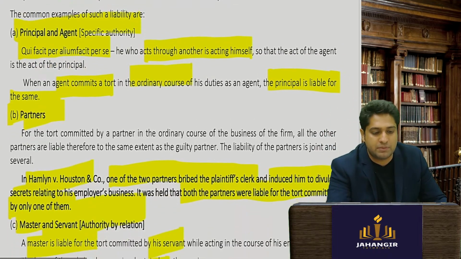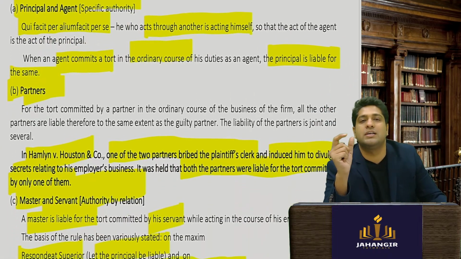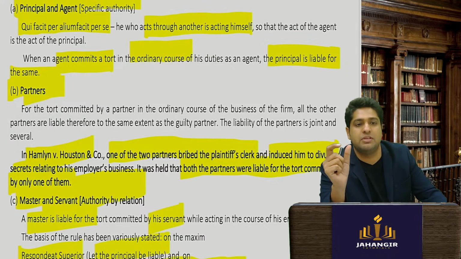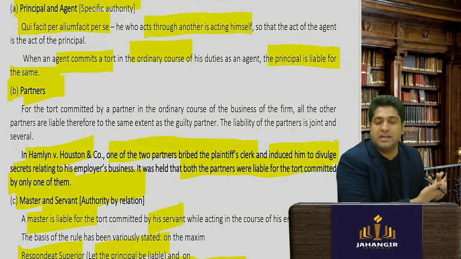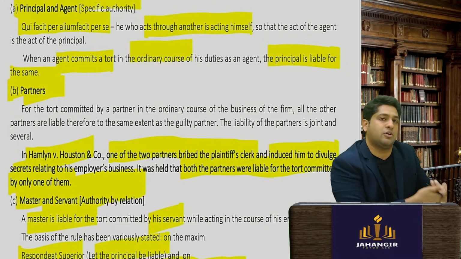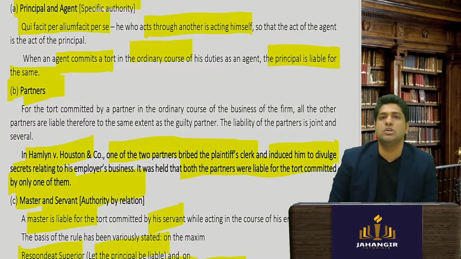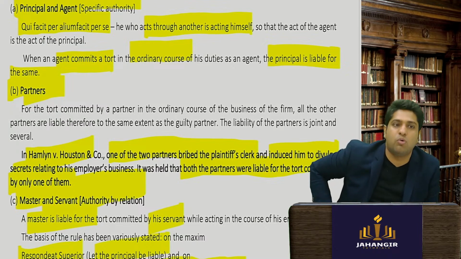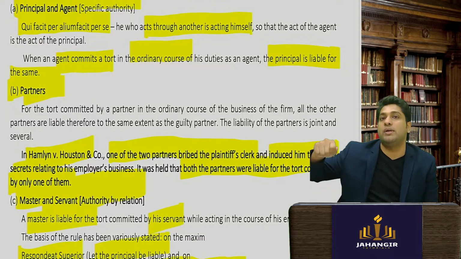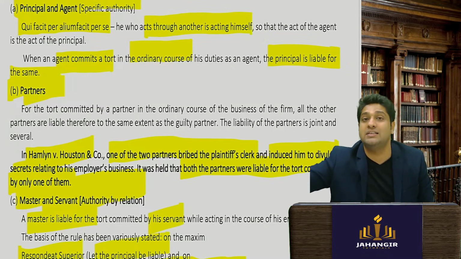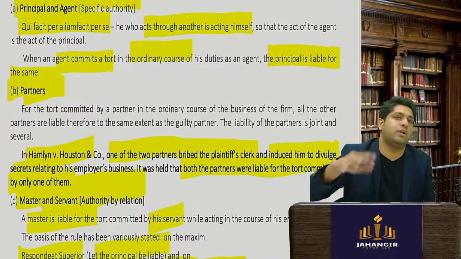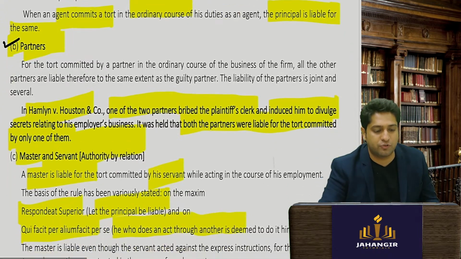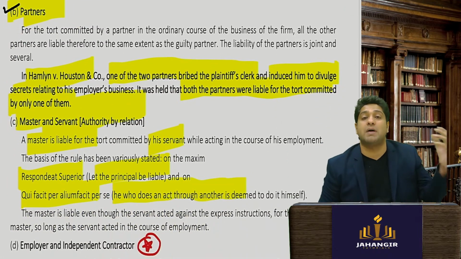For example, principal and agent, also called qui facit per alium facit per se, means what? If an act is being done through another, it is as though it is the act of self. So if the agent does wrong, who will be held responsible? Principal. What is the logic? The logic is that if you are doing an act through another, it is an act of self only. Done.